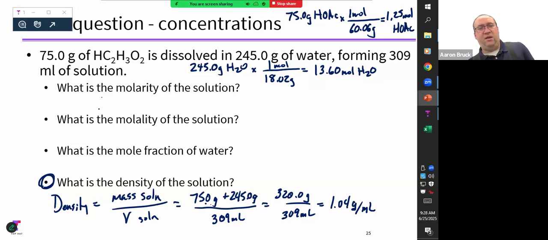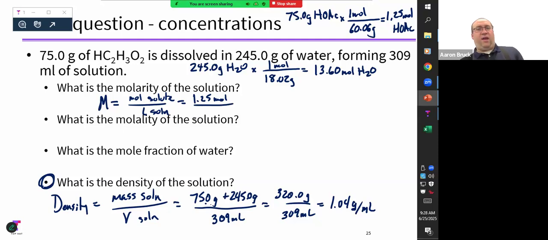So for molarity, capital M, is equal to moles of solute divided by liters of solution. The moles of solute, the acetic acid, 1.25 moles. And the liters of solution, 309 milliliters divided by 1,000 is 0.309 liters. 1.25 divided by 0.309, we get 4.05 molar acetic acid.